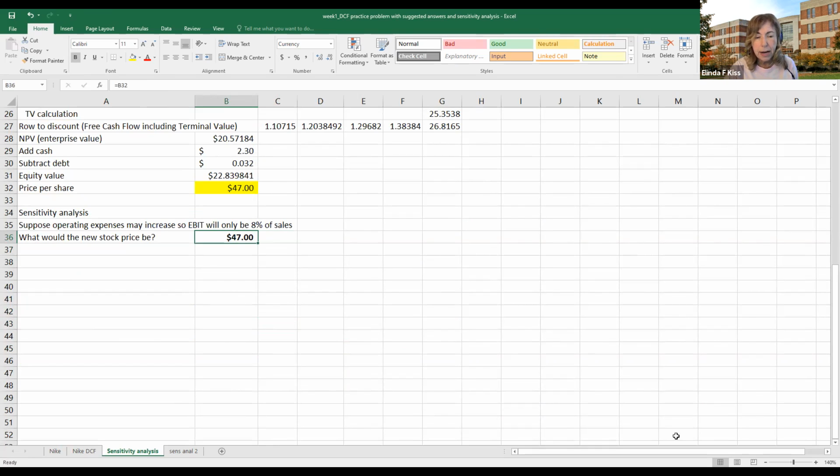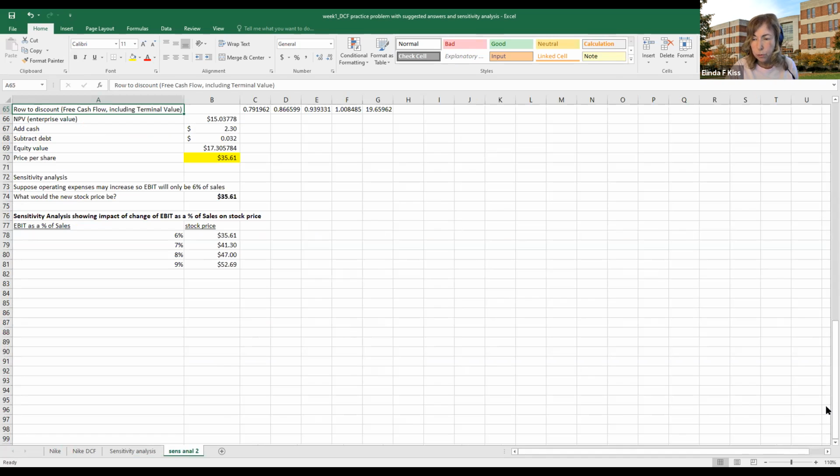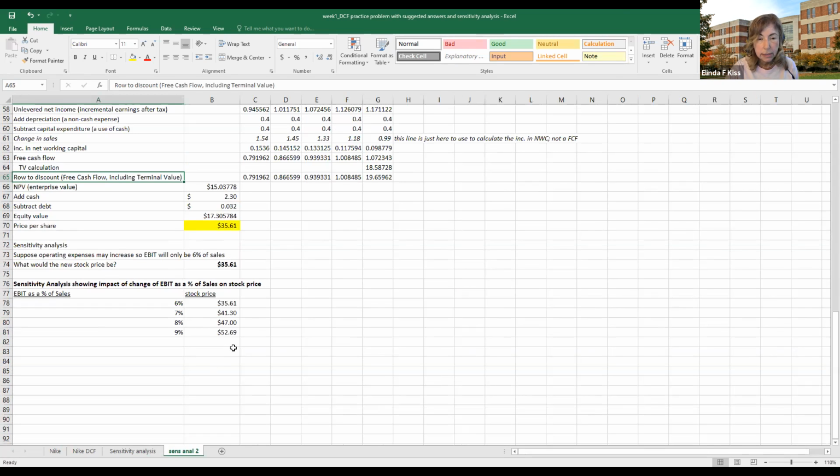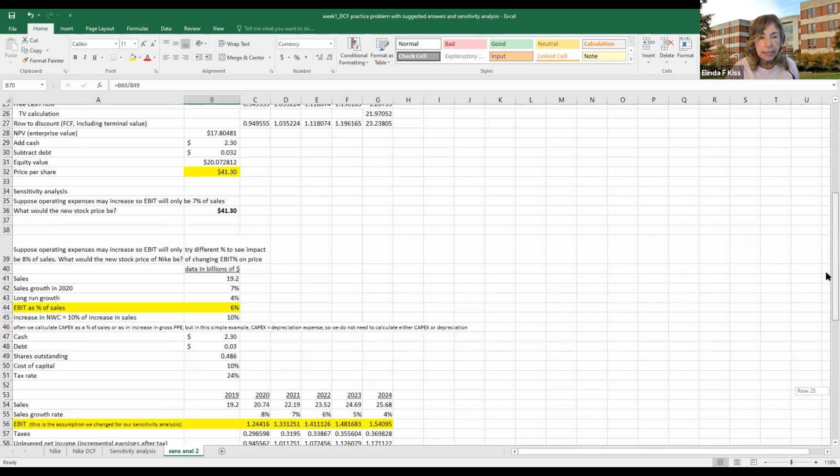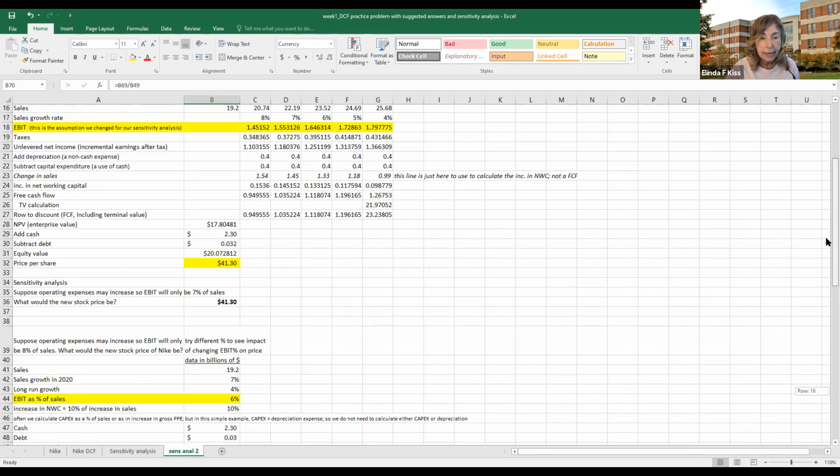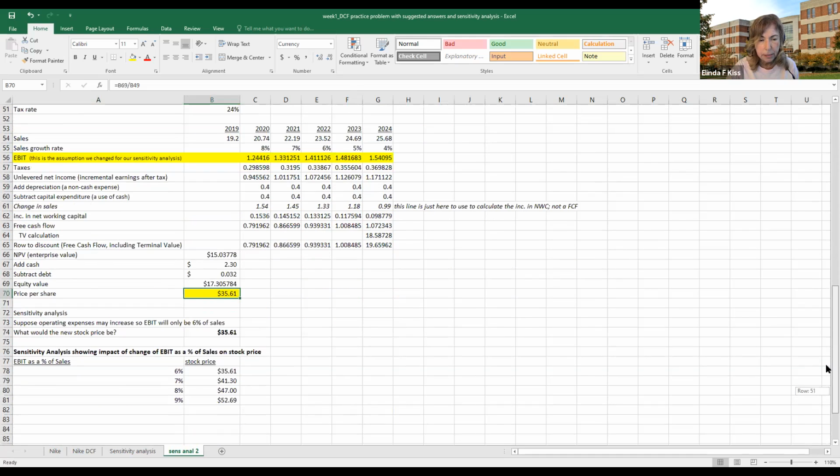Let's look at a couple of other examples. And again, I'm not going to go through the whole calculation for you in the interest of time. You can try it on your own. But here, if EBIT is 6% of sales, we get a price of $35.61. And if EBIT is 7% of sales, I get a price of $41.30. So now I've set up a little table here showing sensitivity analysis, showing how stock prices change when EBIT as a percent of sales changes. As I said, you would probably want to also check that with a WACC.